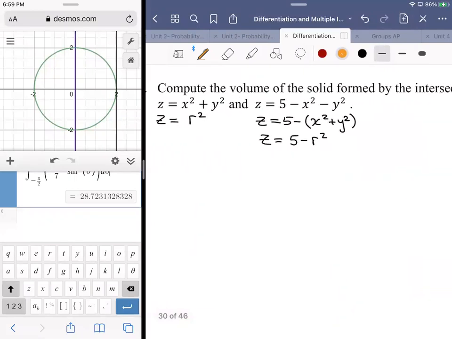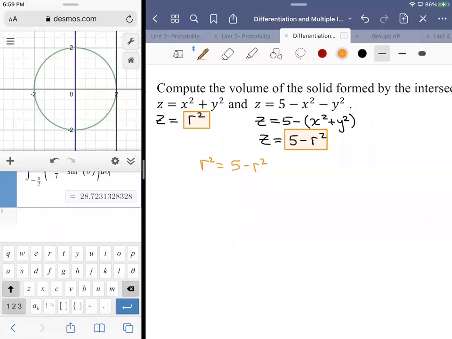All right. So what we can do is set these two equal to one another, because it is the intersection. So r squared is equal to 5 minus r squared. Get everything over to the same side and factor. Well, maybe not. 2r squared is equal to 5. Better to solve for r squared. So r squared is equal to 5 halves, making r equal to, we could say plus or minus the square root of 5 halves, but again, we know that that's just giving us a path around whatever the figure is.